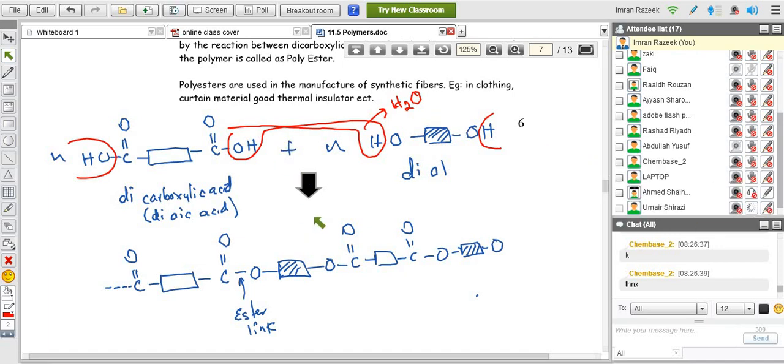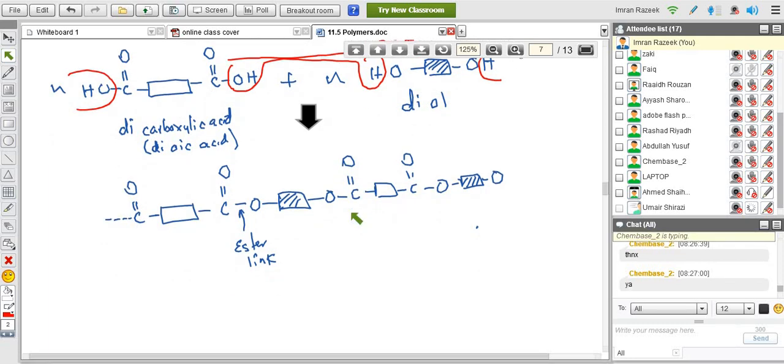So each time a diol meets a dicarboxylic acid, a water molecule is lost. As a result, the ester link is formed, right? Is that clear? So you have many ester linkages formed here. That is a polyester, right? That's how we call this whole thing a polyester. I need to draw at least 3 repeating units here. So I'm going to draw 3.